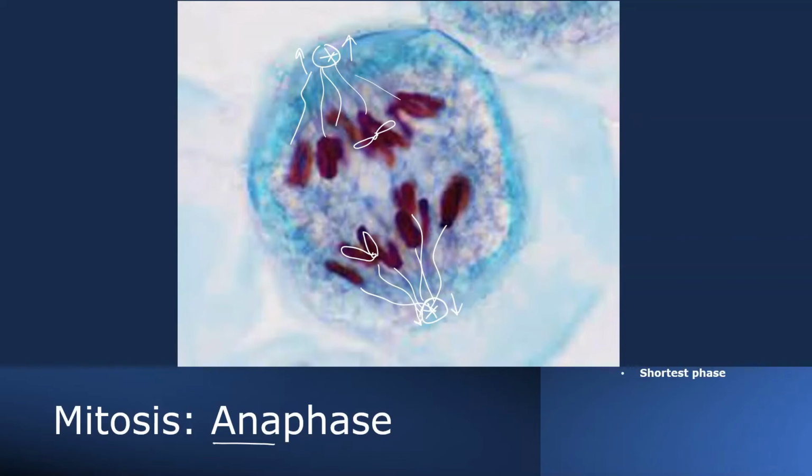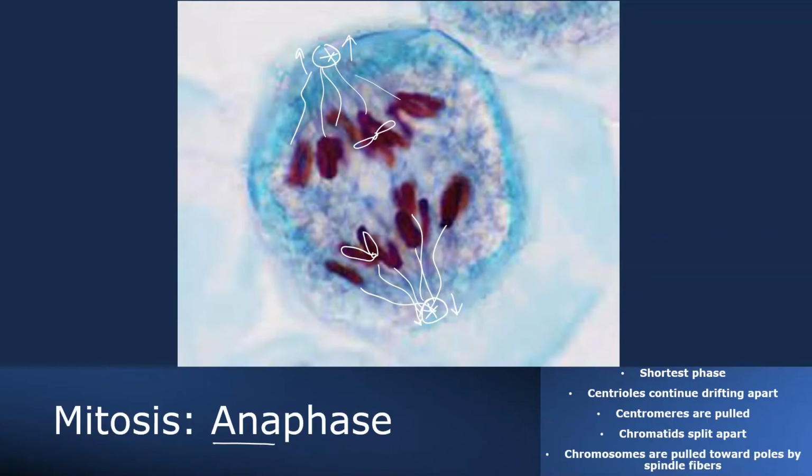It's the shortest phase of the cell cycle. The centrioles, as they drift apart, continue to pull and pull the centromeres until we get a pop, a split, a rift, a rip, and the chromatids are now separated. Once the chromatids are separated, we call them chromosomes, and they will continue to be pulled toward the poles of the cell. Anaphase.